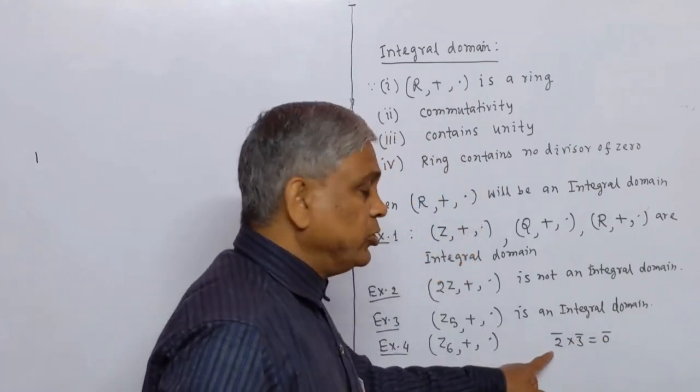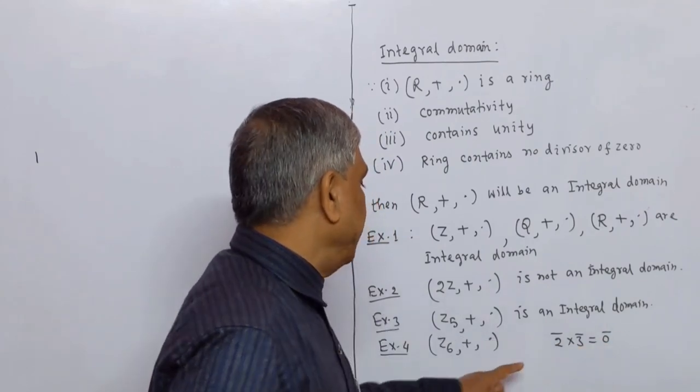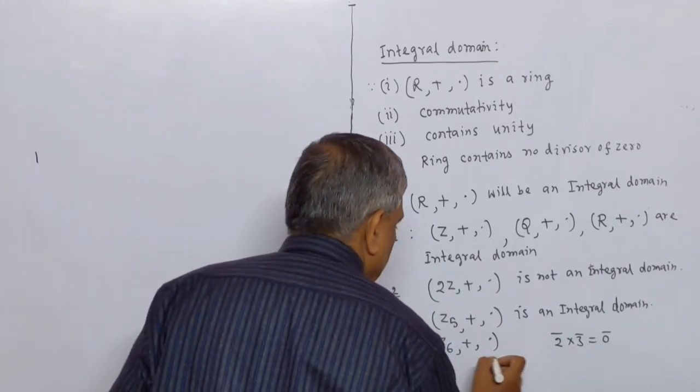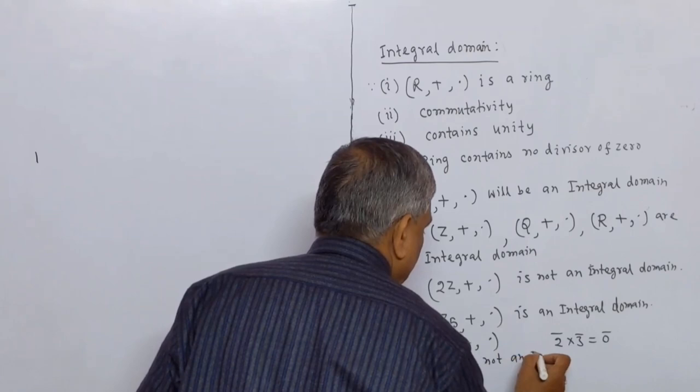Since 2 bar not equal to 0, 3 bar not equal to 0, but their product is a 0 bar, and 2 bar, 3 bar belong to Z6. Therefore, this is not an integral domain.